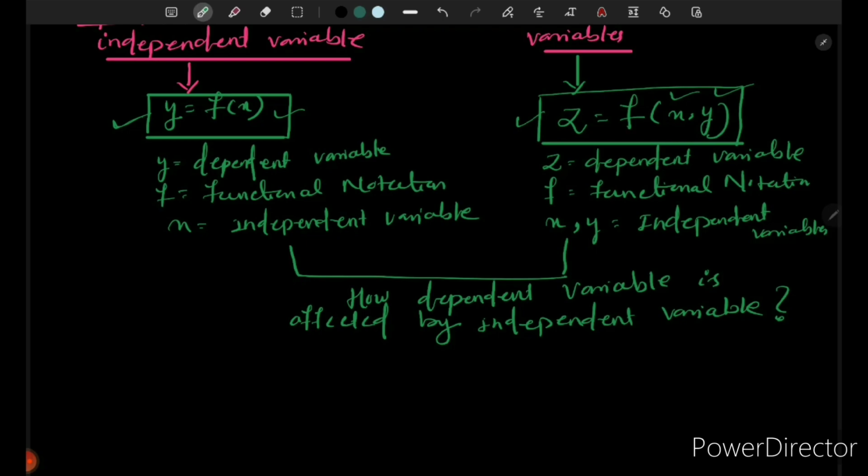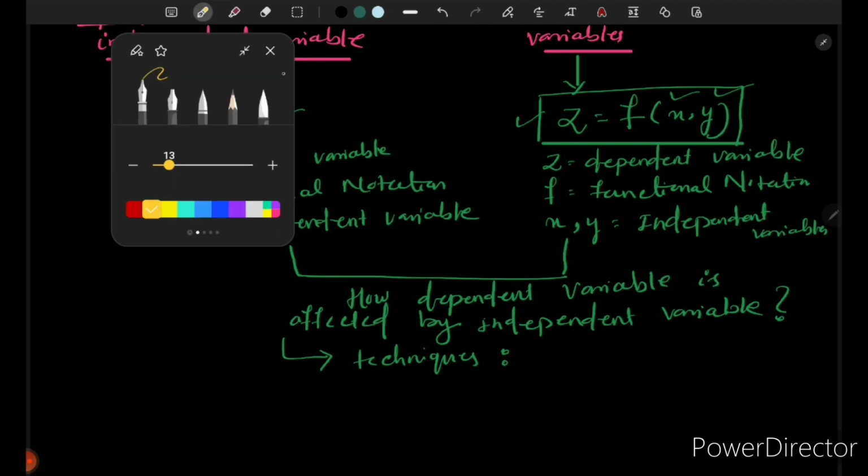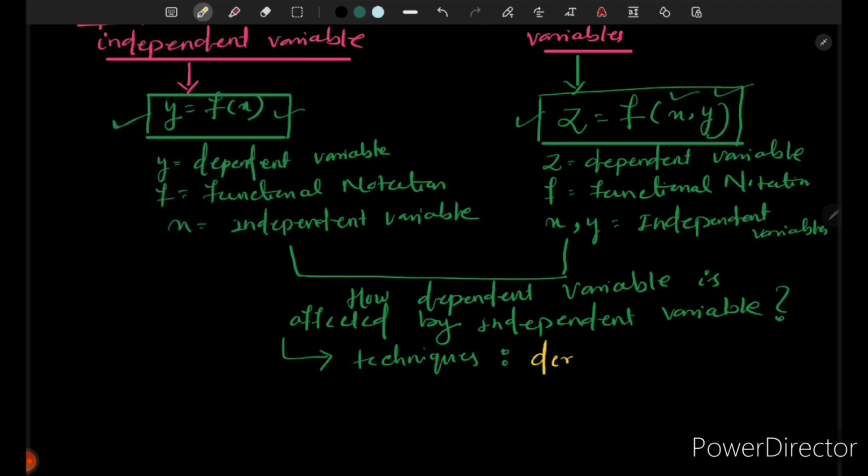So to know the effectiveness or the interaction between the dependent and independent variable, we have a process or technique called derivative. Okay, so to find out the interaction between dependent and independent variable, we have a process or technique called derivative or differentiation.